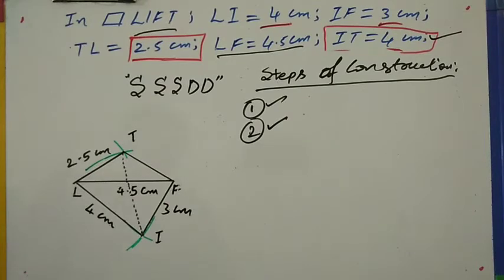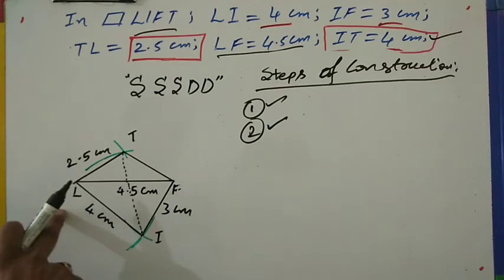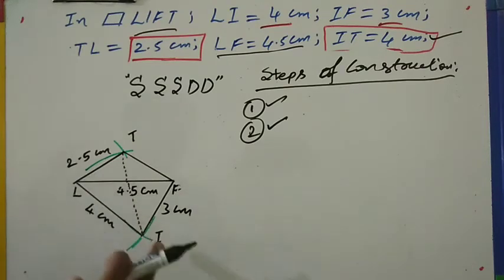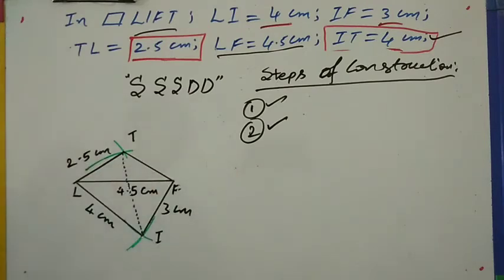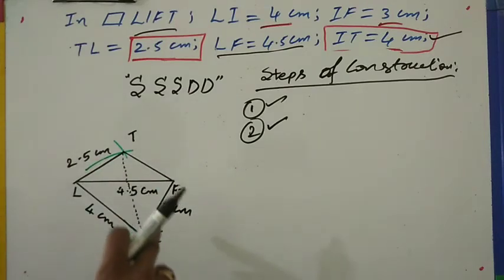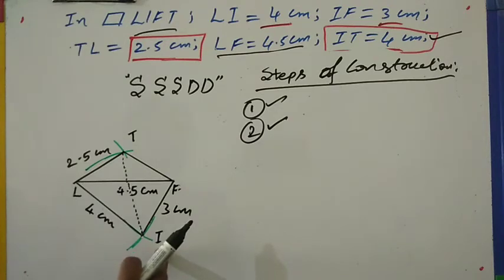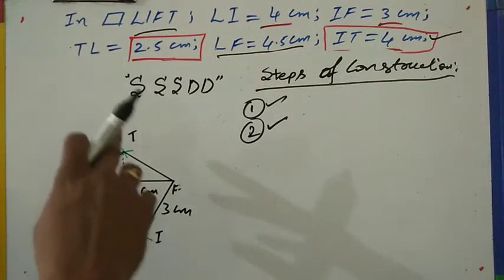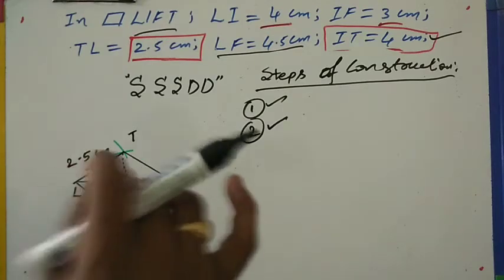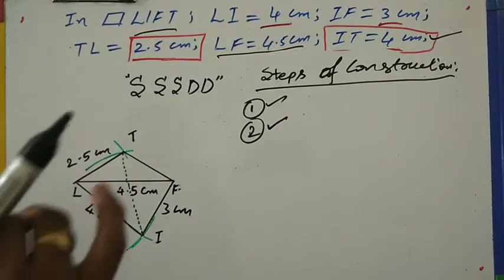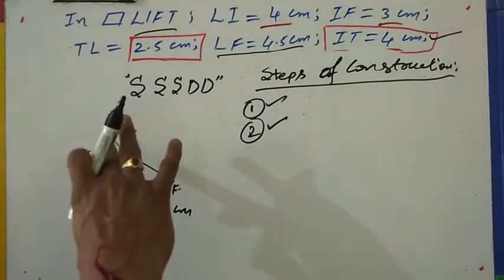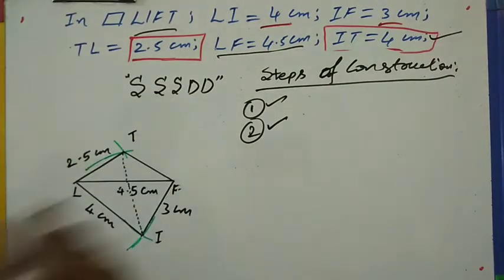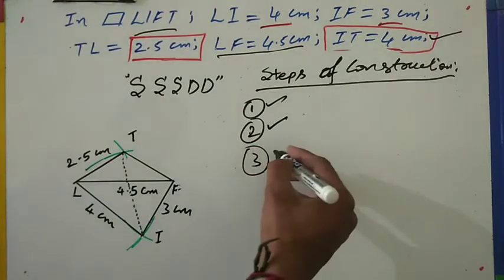In step 3, since in the quadrilateral LIFT, I and T will lie on the opposite sides of a diagonal LF, taking IT, 4 centimeter, as the radius of a compass, draw an arc on the opposite side of I. So, you drew an arc. That is step number 3.